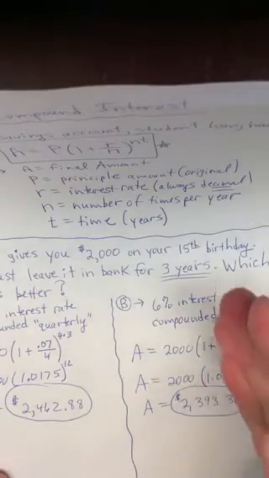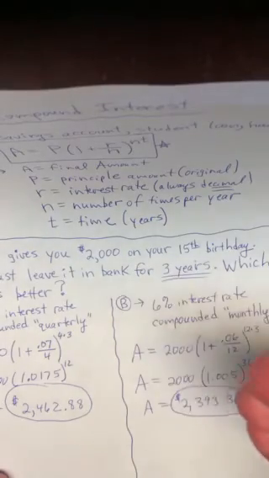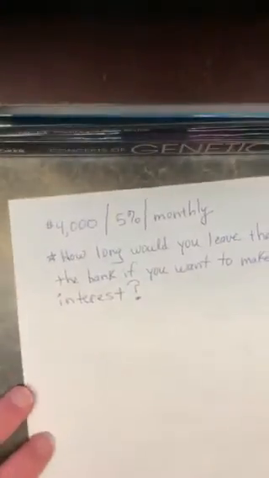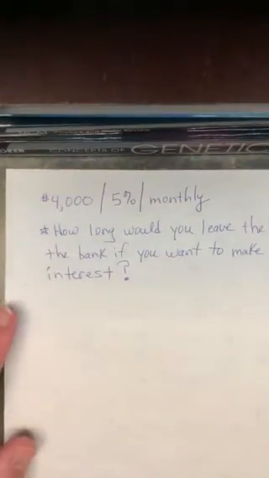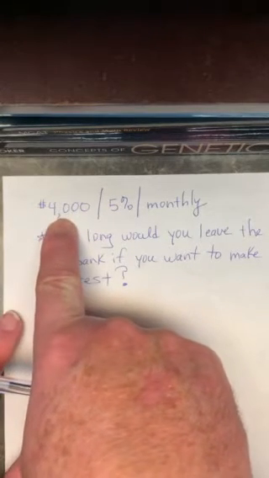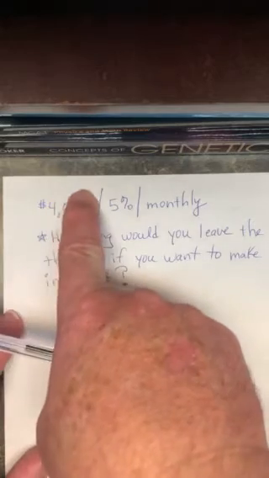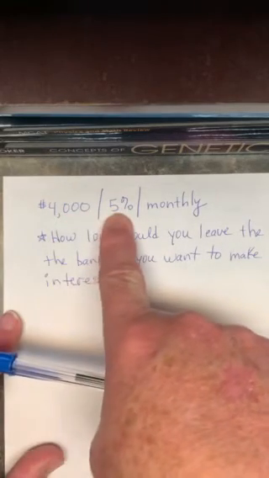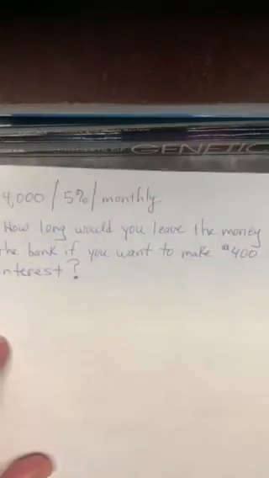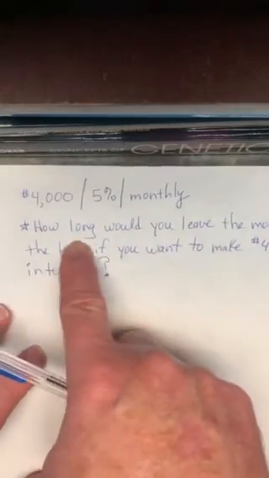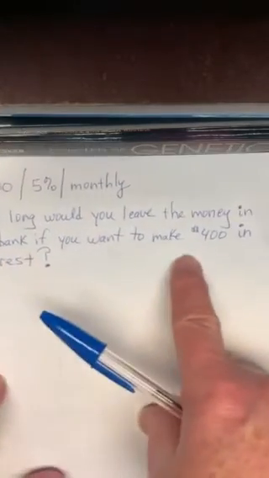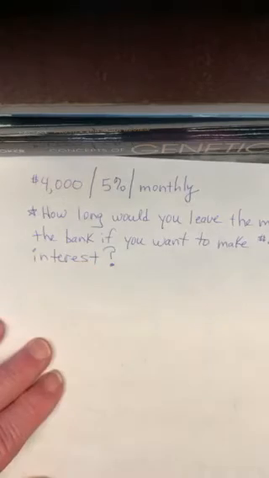Okay? Now, how would you use this in an exponential equation solving situation? Our last problem of the day. Watch this. Let's say you've got $4,000 that you want to put into a savings account, and you go to your bank and they pay a 5% interest rate and they calculate your interest monthly. And I'm going to pose this question. How long would you leave the money in the bank if you want to make $400 in interest?